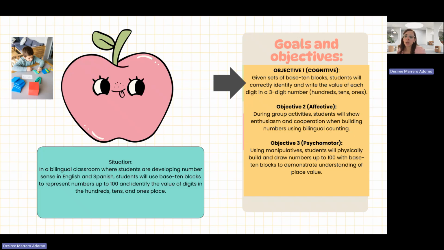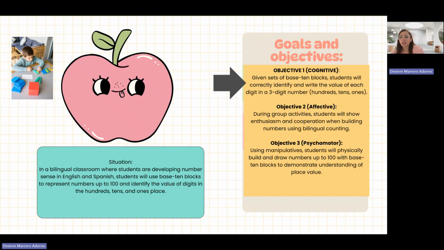Objective number one is a cognitive one. Given sets of base-10 blocks, the students will correctly identify and write the value of each digit of three-digit numbers, the hundreds, the tens, and the ones, and the value of each of them.